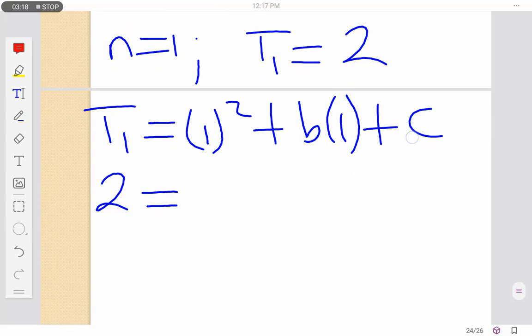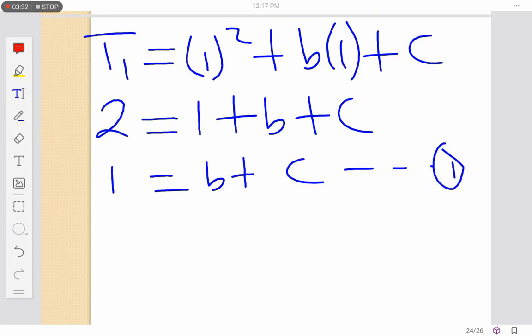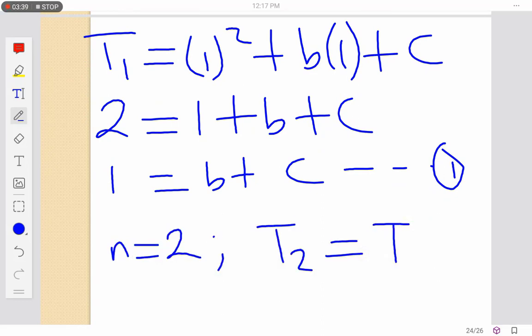So having that information, we are saying 2 is equal to 1 plus b plus c. At the end of the day, we get 1 is equal to b plus c. This becomes equation number 1. Let's go for n is equal to 2. When n is equal to 2, our T2, we said, is equal to 7.